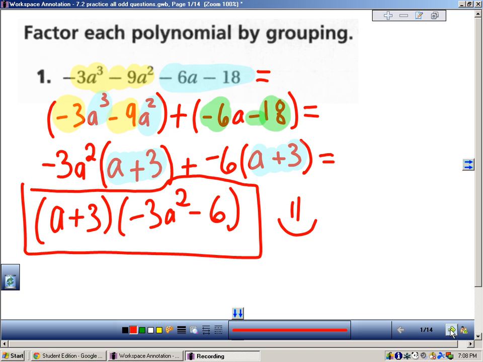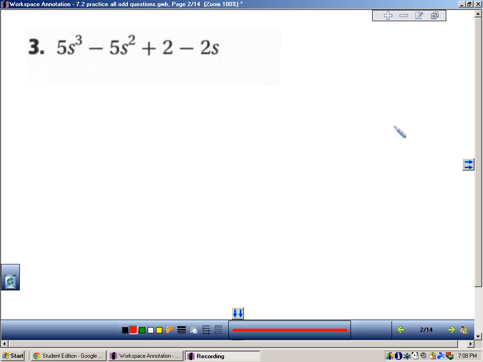Next question. Excuse me. Factor by grouping again. And so I will take this expression, and I think I'm going to rewrite it by rearranging this here, and I'm going to write this as minus 2s plus 2. That sometimes is very helpful when you do that. It makes things cleaner when you group. So I'll just cross that off. Okay. So my first group. My second group.